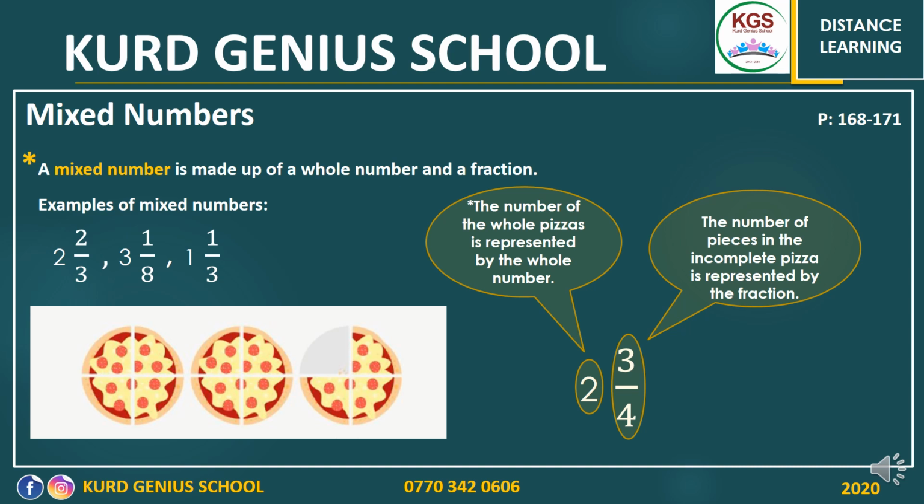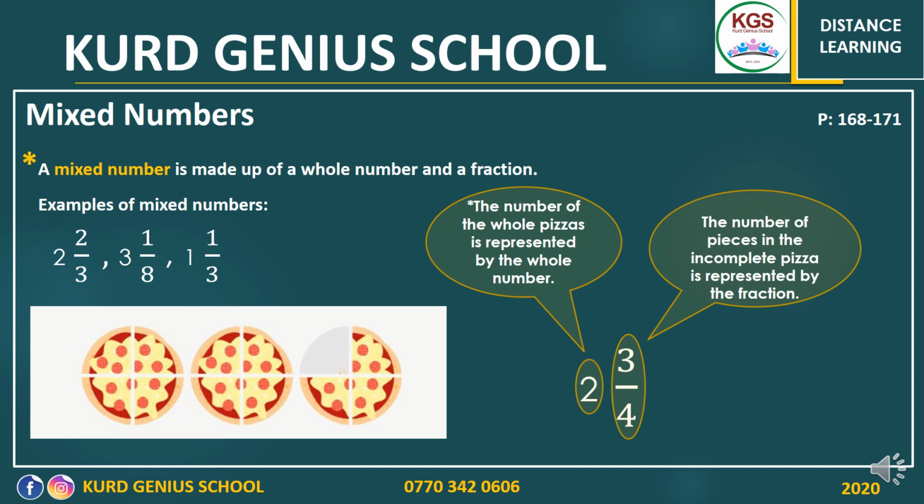Here we have a delicious example of mixed numbers. We have 3 pizzas. Each pizza is cut into 4 equal pieces. But one of the pieces of the third pizza is missing. So I can't consider the pizza as a complete pizza and I can't ignore it. How can I represent this amount in numbers? I can use mixed numbers because the number of the whole pizzas can be represented by the whole number, and the number of pieces in the incomplete pizza can be represented by the fraction. So I can represent this amount as a mixed number and read it as 2 and 3/4.